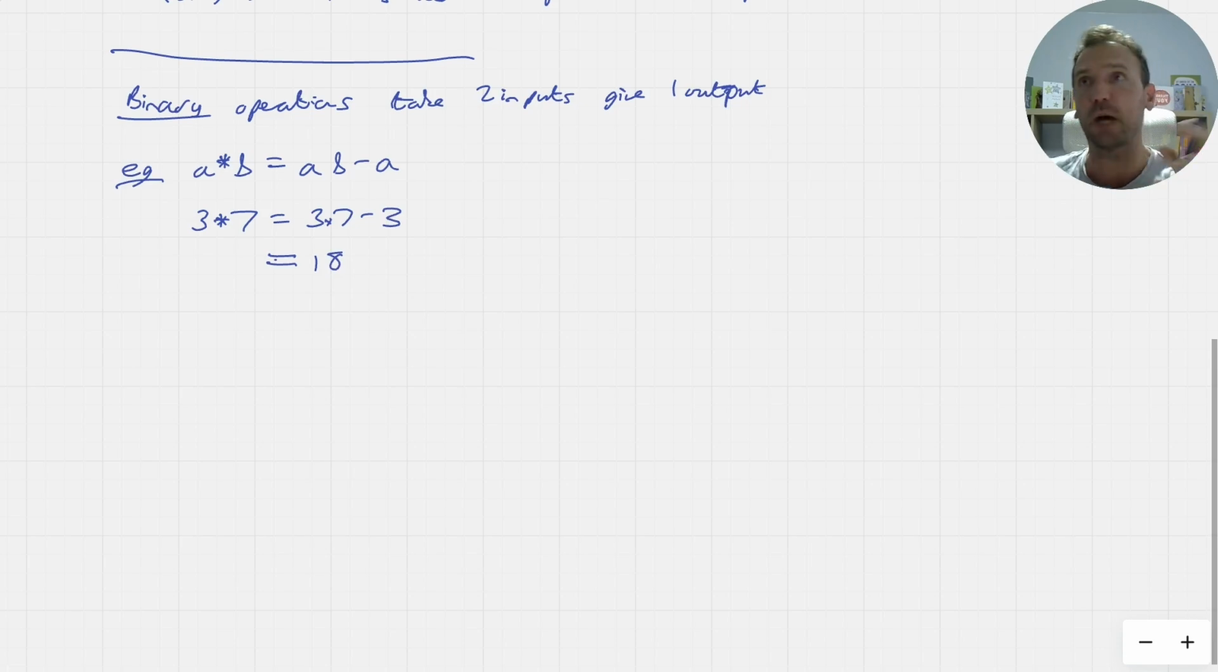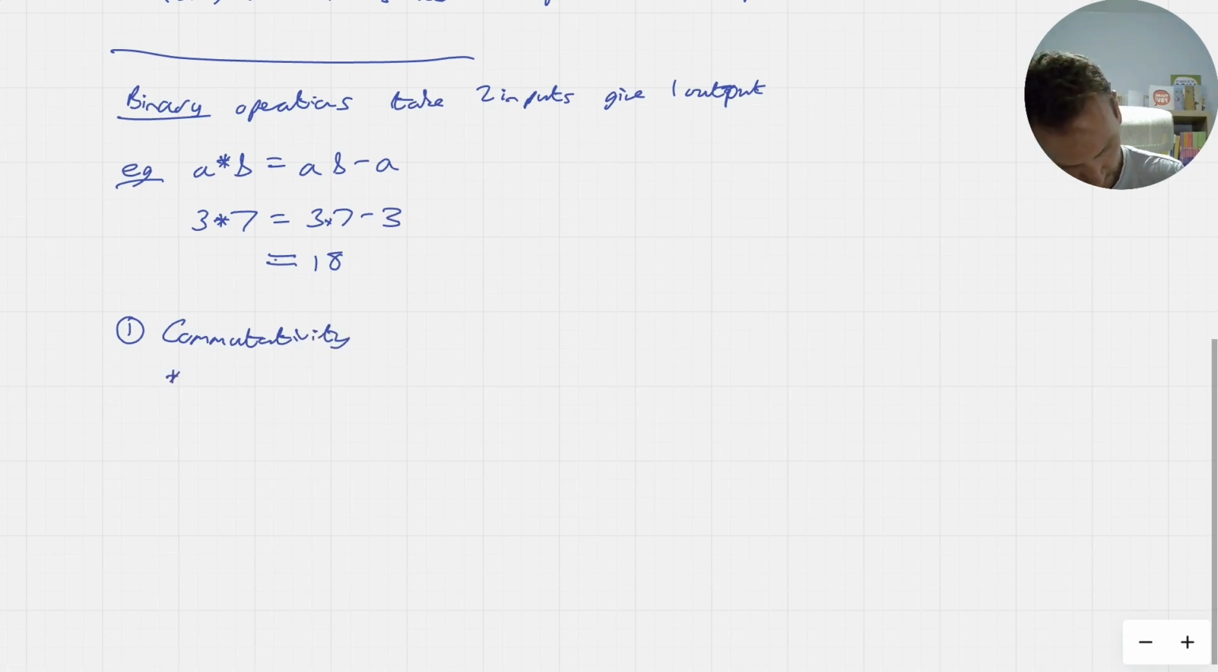Now, binary operations can have some special properties, so I'll look at some of those that we need to know. And this is important vocab that you absolutely need to know. The first property I want to consider here is commutativity. So we'll say that the operation star is commutative if A star B is equal to B star A.